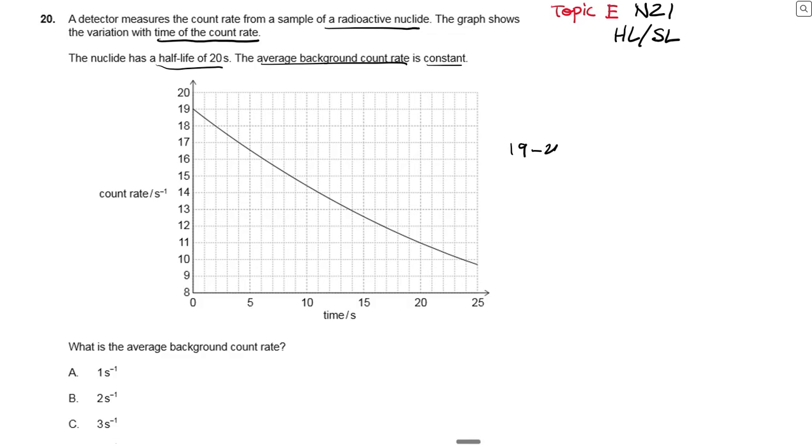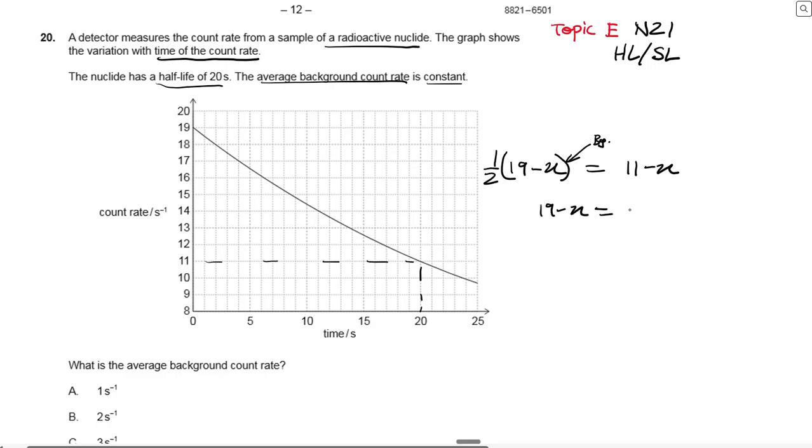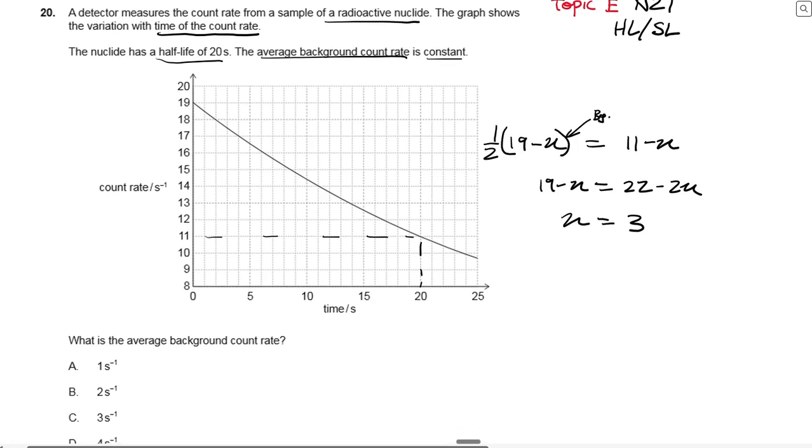19 minus x. Let's let this be the background count rate. After 20 seconds, what we have is 11. So let's just look at that. Half of 19 minus x is equal to 11 minus x again. And so 19 minus x is equal to 22 minus 2x. 2x comes here, x is equal to 3. That's our background count rate, and our answer is C.